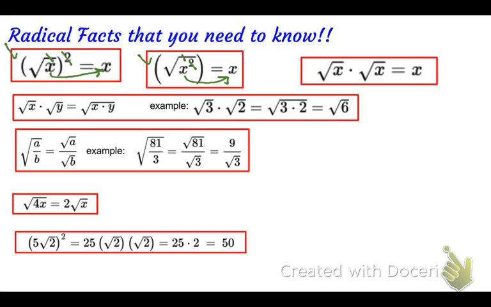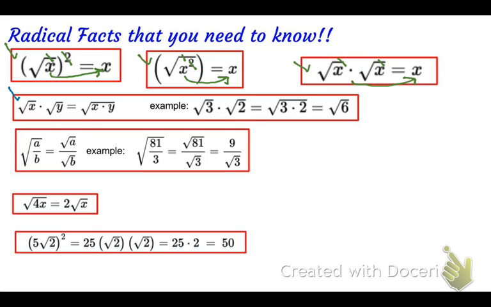So this one here is basically just the square root times the square root, and the two square roots cancel, and out pops the number. Okay, so you need to remember those. Okay, I'll change colors. So here's our next set.